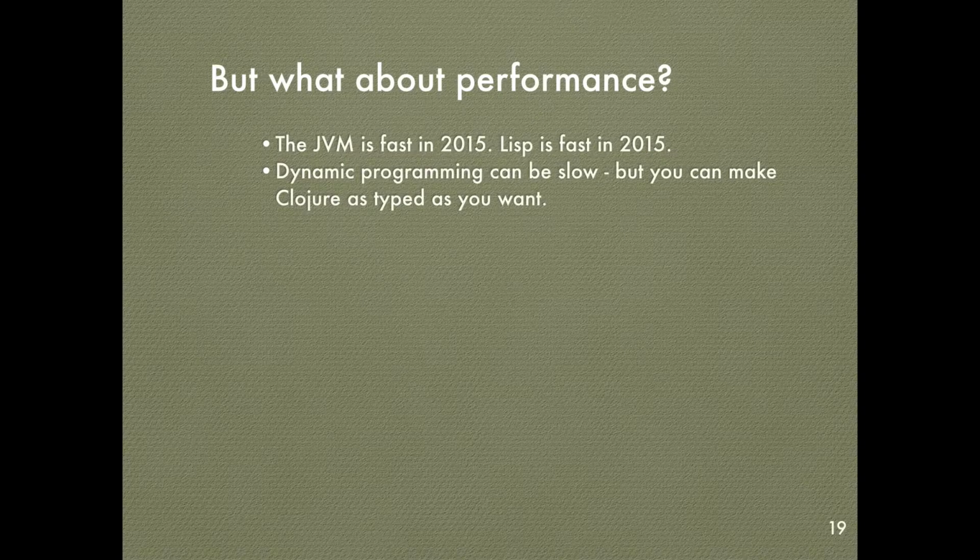Clojure is a dynamic language in terms of typing, variable typing. That can be slow. But in Clojure, if you have a performance critical section, you can make that section statically typed in a number of different ways or provide type hints to the compiler that let you make that section much more performant.